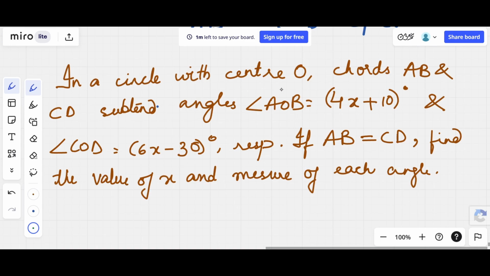Okay, let me read it. In a circle with center O, chords AB and CD subtend angle. Now they said AB is equal to CD. The chords are equal. If chords are equal, what will happen?